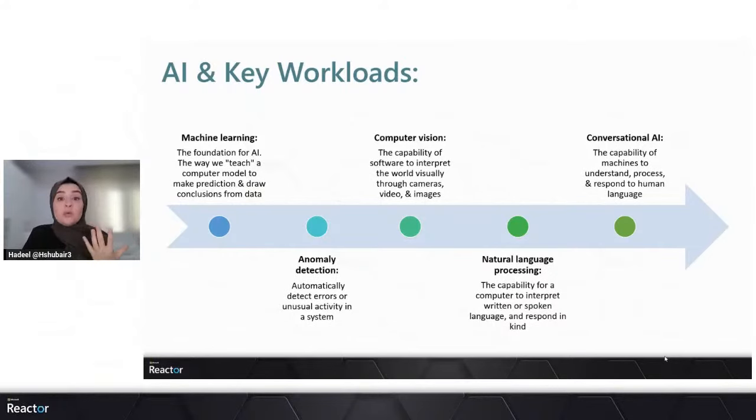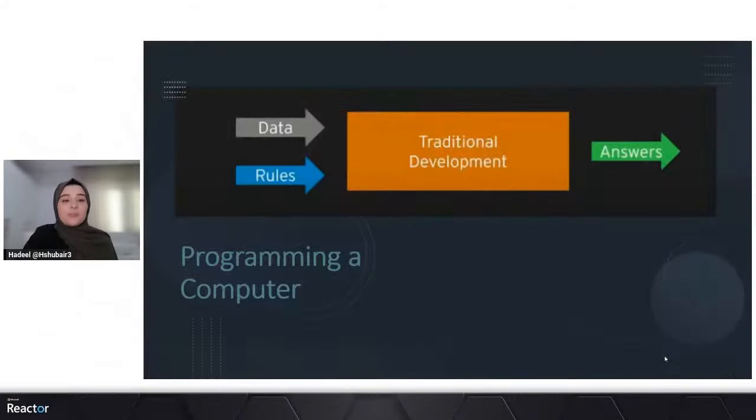Next, we have natural language processing. Just like its name, it focuses on speech and text, so written and spoken language, and it also responds. The last one we have is conversational AI, and this is basically the ability of machines to process and understand and even respond to human language, just like humans do. So these are the terms or key workloads you would like to keep in mind as you go on and learn all about AI.